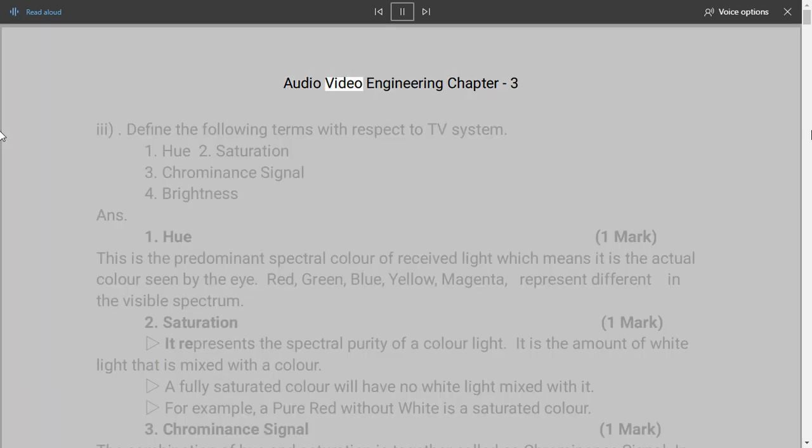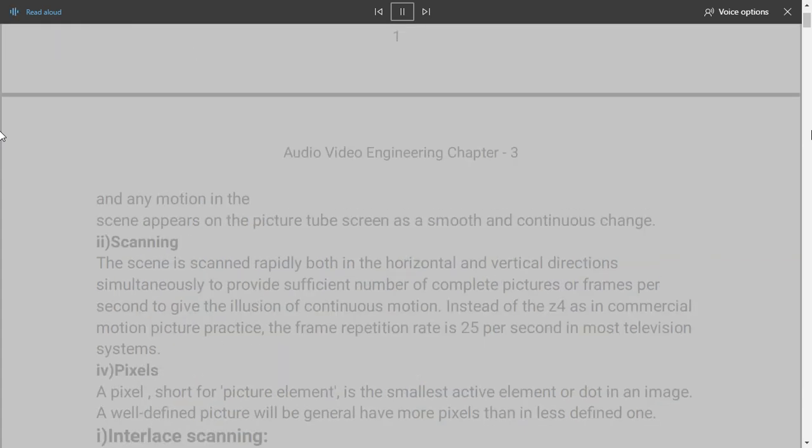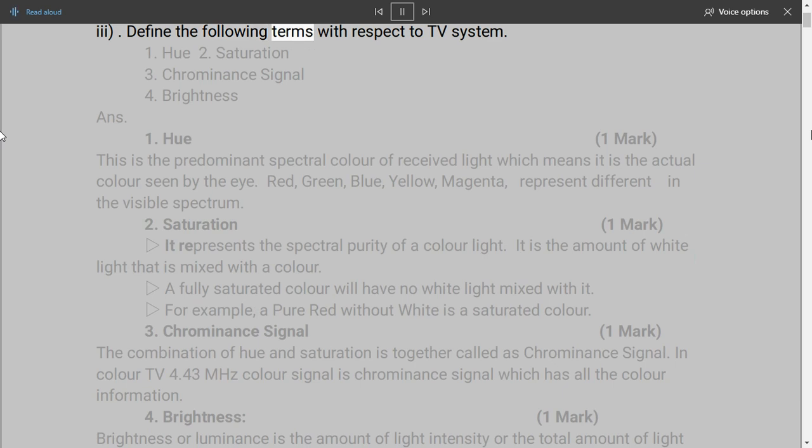Audio Video Engineering Chapter 3. Q.1. 3. Define the following terms with respect to TV system: 1. Hue, 2. Saturation, 3. Chrominance signal, 4. Brightness. ANS.